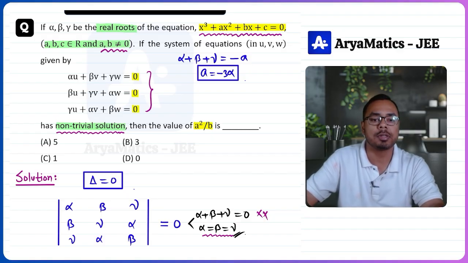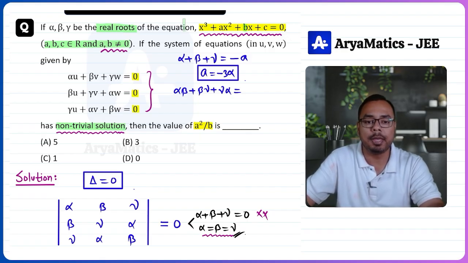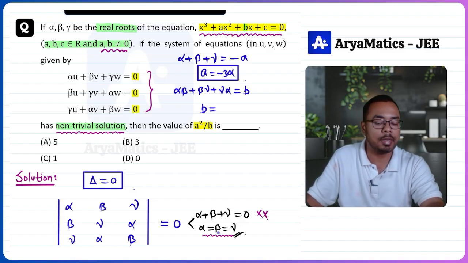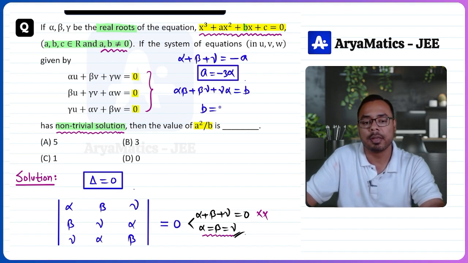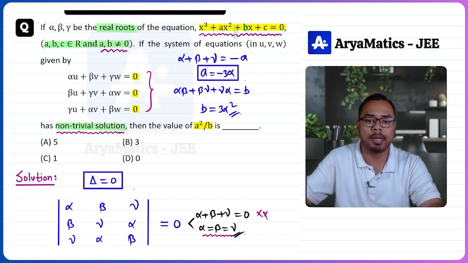And now here if I use alpha into beta, the sum of product of roots taken two at a time, so alpha beta plus beta gamma plus gamma alpha, this must be b by the coefficient of x cube, right? The coefficient of x by the coefficient of x cube. So this must be b. And because alpha, beta, and gamma are the same, each one of these three terms will be alpha square. That means b has to be 3 alpha square. Right. So now a is minus 3 alpha and b is 3 alpha square.